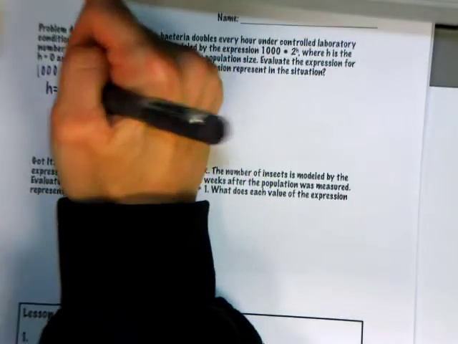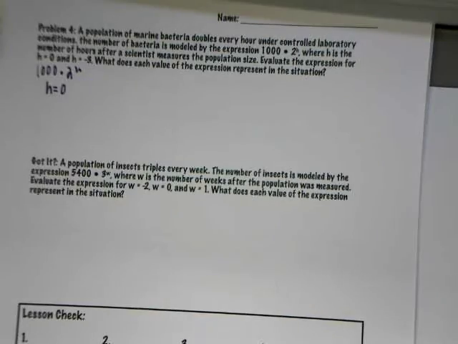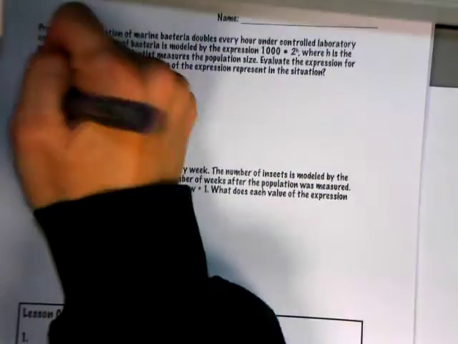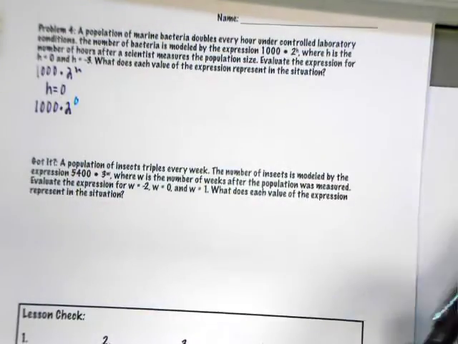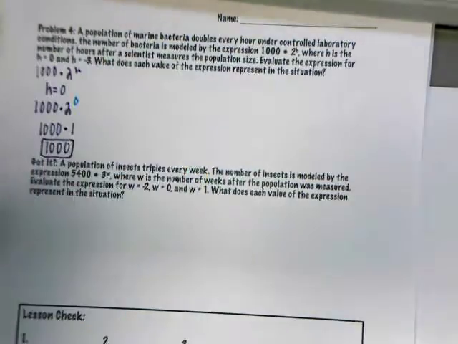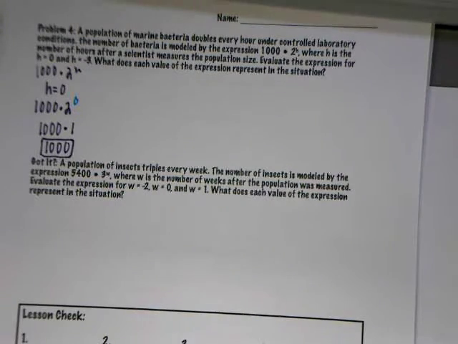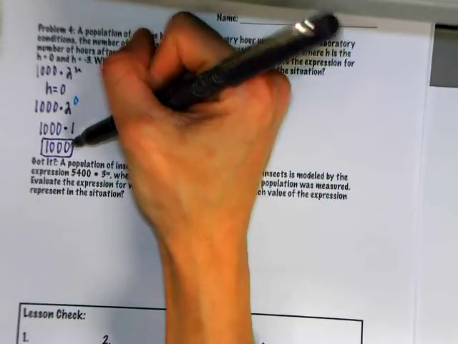Anybody? Yep, 0. Yeah, so it's like 2 separate problems. So we're going to plug in 0 for the exponent. 1,000 times 2 to the 0 power. What is 2 to the 0 power? So we're just going to get 1,000. And it asks us what that means in the context of our problem. So 1,000 what? Yep. So the population size is 1,000 bacteria, right? And then we just have to figure out when.